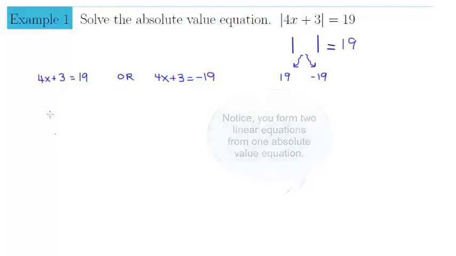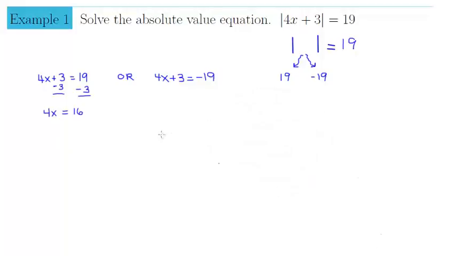Let's solve the left side first, and I'll put the steps down quickly. Using reverse operations, we subtract 3 from both sides, giving us 4x equals 16. And dividing both sides by 4 gives us x equals 4 for the first equation. Let's go and proceed to solve the second one now.